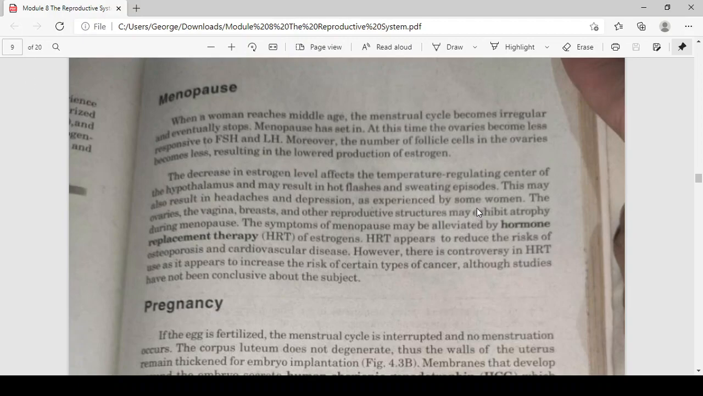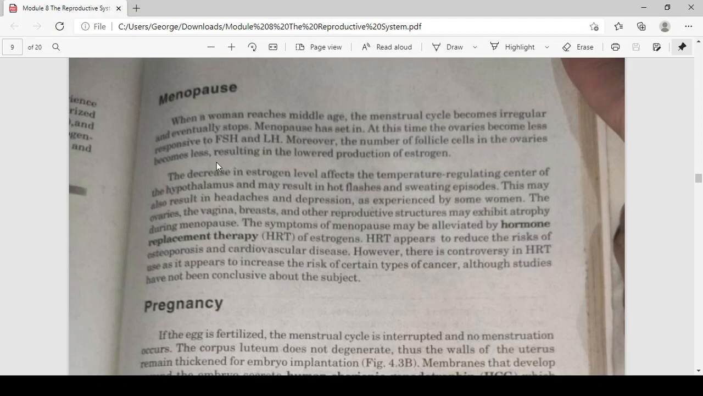The decrease in estrogen level affects the temperature regulating center of the hypothalamus and may result in hot flushes and sweating episodes. Kisa ang ibang kabuang man kitungod grabe gid ang pagdagdag sa nila estrogen because your estrogen is required sa females to run many emotions and to regulate your health. This may also result in headaches and depression as experienced by some women.